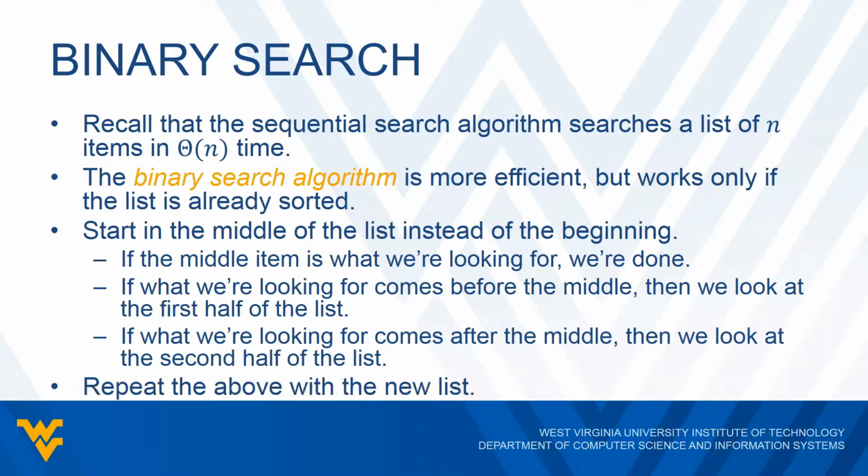And then we just simply repeat all of the above with the new list. So we'll take a look at the middle item of the new list. We'll check to see if it's that value, and if it's not, we'll see if it comes before or after. And depending on which one it is, we'll only consider that portion of the list, and we'll just keep repeating until we either find what we're looking for or conclude that it does not exist in our list.